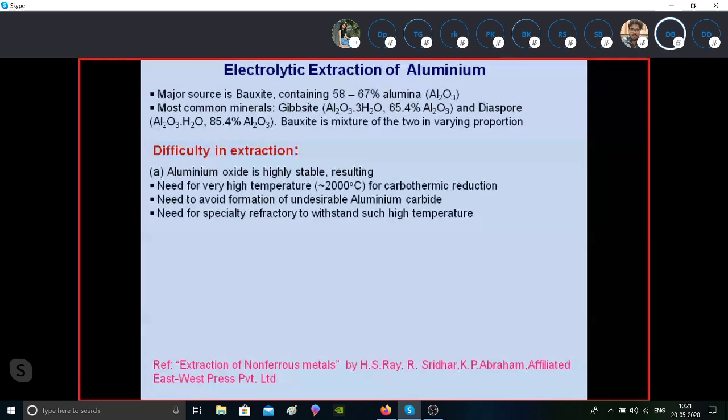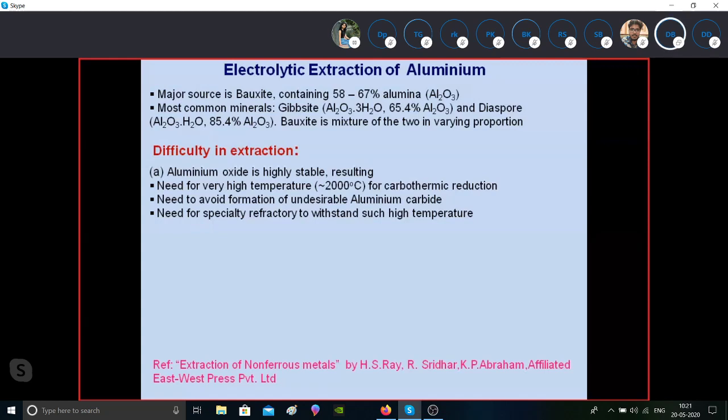First of all, how do we reach and maintain the temperature at 2000 degrees centigrade? Number one. Number two, at such a high temperature, we need to have very good refractory, which should withstand that temperature and not get softened out. So a very specialty type of refractory is needed to withstand such a high temperature.